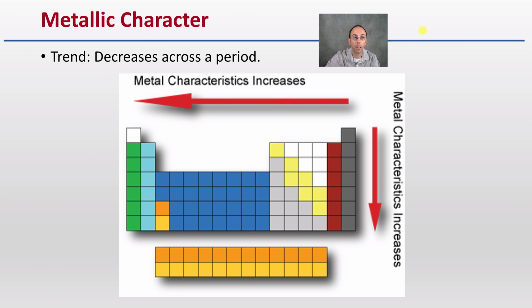Lastly, we've got the metallic character, and this decreases across a period essentially. So we can see here if we're going down a family or a column, metallic character would increase, but as we're going from left to right, we're seeing the decreasing of this metallic character. Remember, your metals are on the left side, your non-metals are on the right side. Just to keep you on your toes, metallic character increases from right to left, so kind of the opposite there.